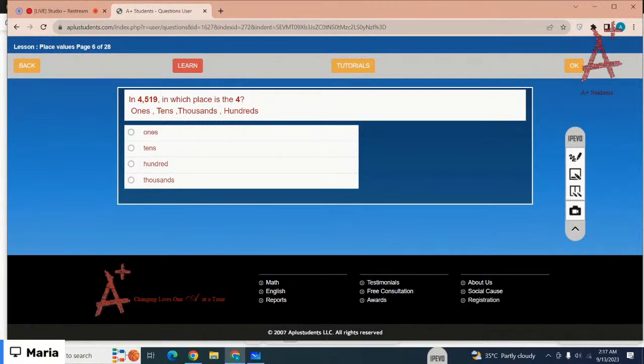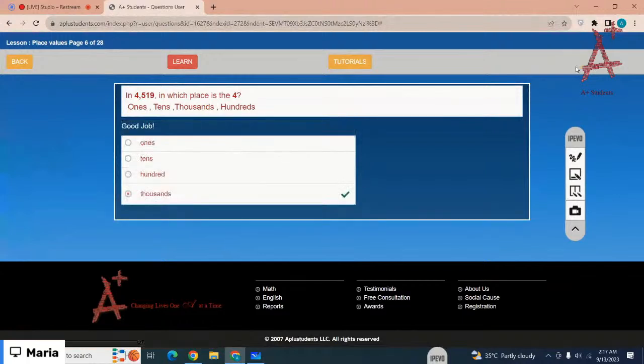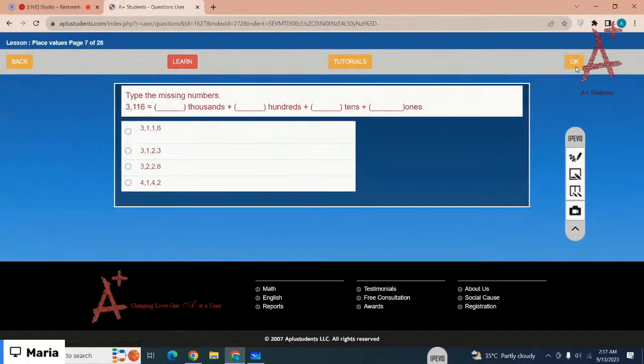4 is at which position? Very good. 4 is at the thousands position, right? Okay, you can complete this lesson by yourself later today. The next one is the place value charts. We have already done a quick review related to the place values.